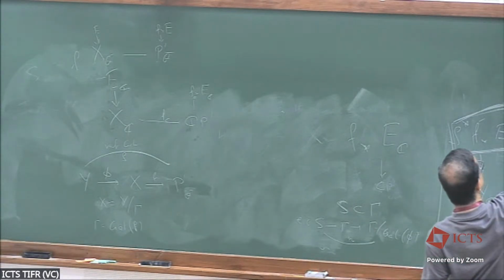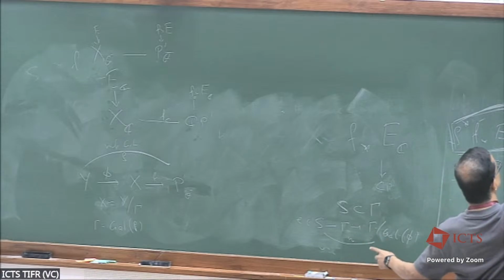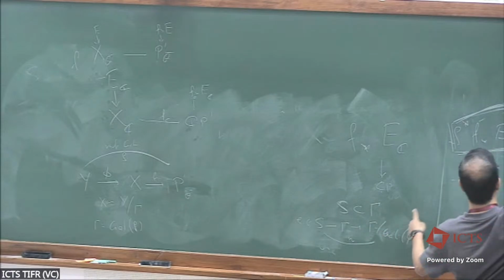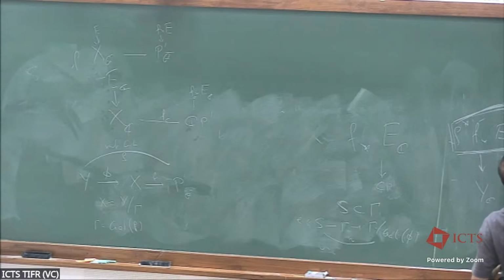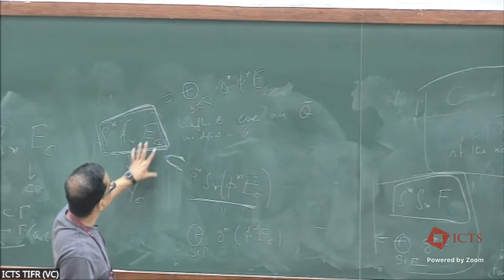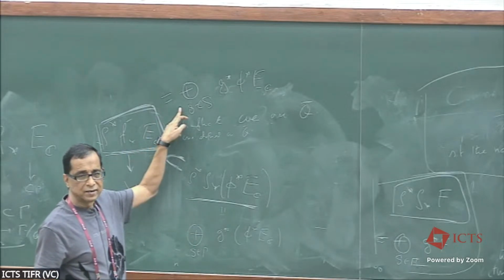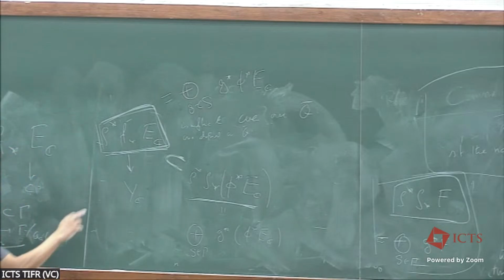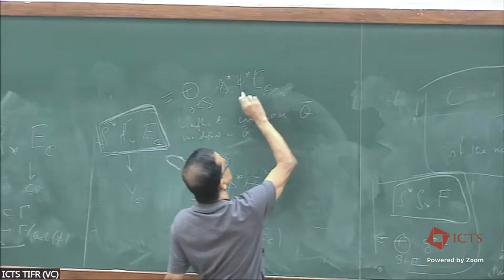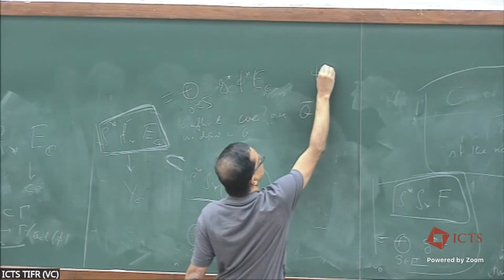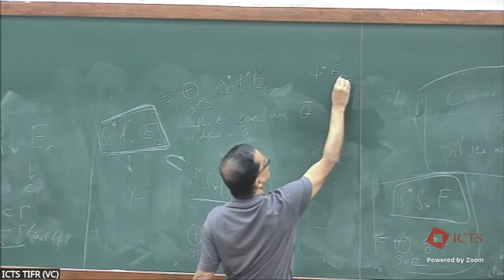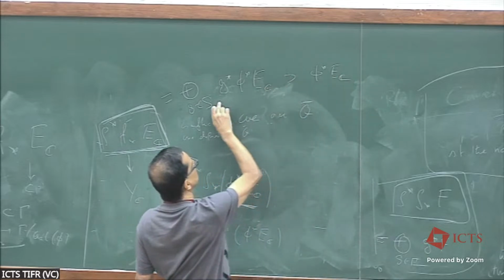So this bundle is the direct sum over g belonging to this subset S of g upper star of phi upper star of E_C. The big bundle is this, and this is a subbundle, and this is a direct sum. Now the identity element is there. So if you put g as identity, you take phi upper star of E_C. So this is a direct sum, right?